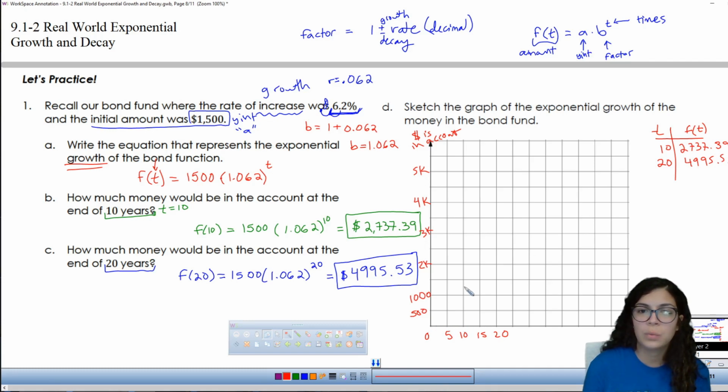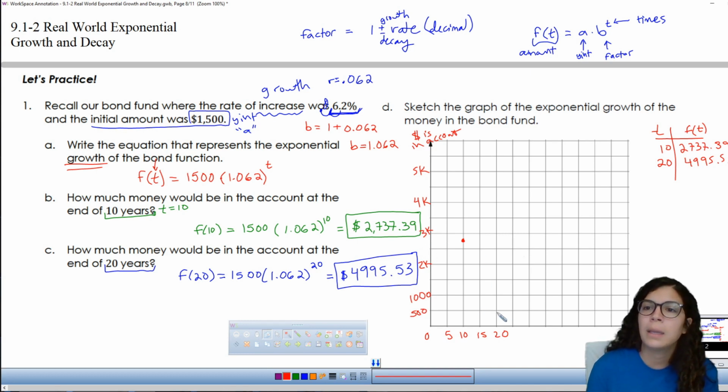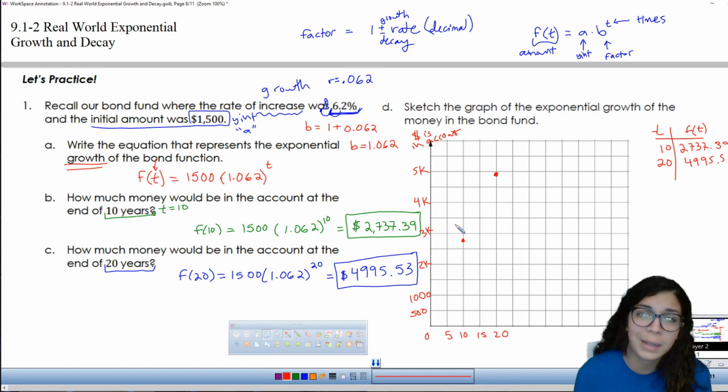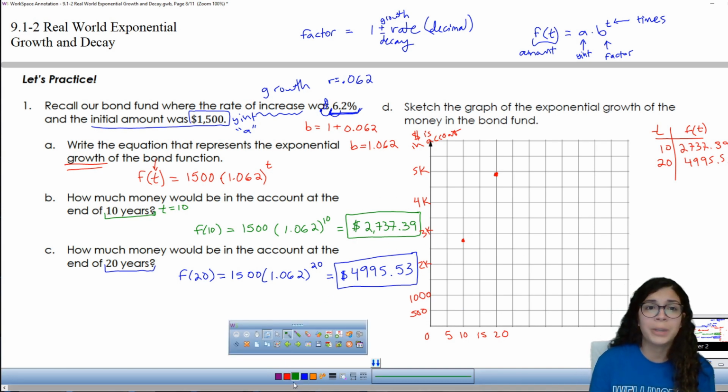So I'll go ahead and plot the 10 and 2,737, so roughly around here, halfway between 2,500 and 3,000. And I will plot 20 and 5,000, so very close to 5,000. Okay. Now, on this graph, it's not that precise because I only have 2 points, right? And obviously this is an exponential function, so I need more than just 2 points.